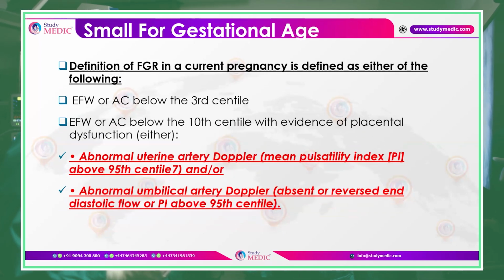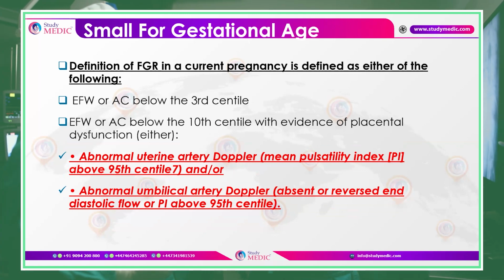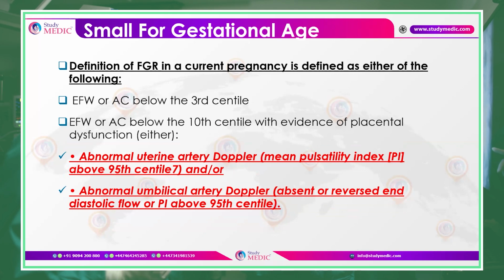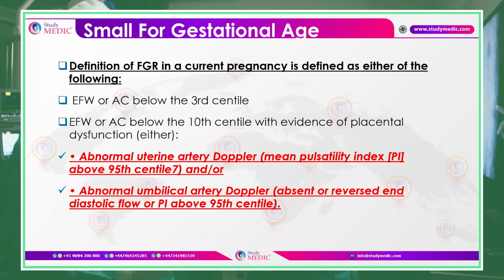In the current pregnancy, FGR is defined if the estimated fetal weight or abdominal circumference is below the 3rd centile, or the estimated fetal weight or abdominal circumference is below the 10th centile with evidence of placental dysfunction. Evidence of placental dysfunction can be an abnormal uterine artery Doppler, or an abnormal umbilical artery Doppler, where there can be absent or reversed end diastolic flow, or the peak pulsatility index can be above the 95th centile.